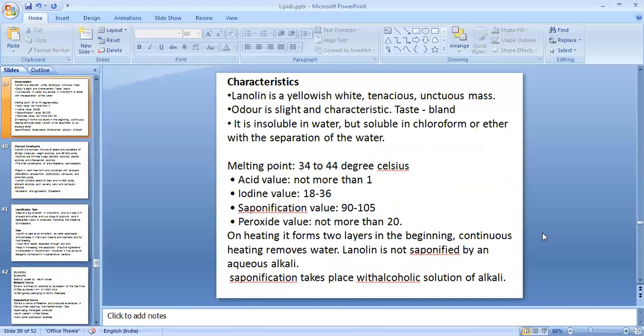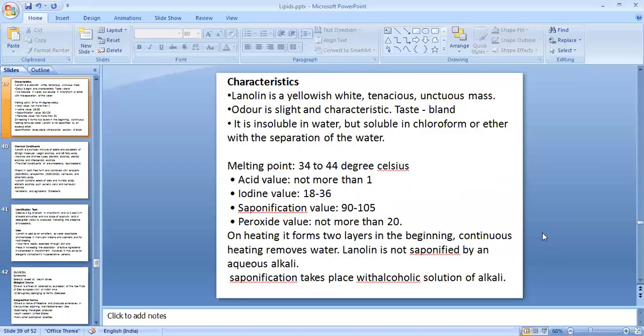If you come to the characteristics or morphological characters of lanolin, it is a yellowish white, unctuous, innocuous semi-solid mass with a slight and characteristic smell and bland taste. When you come to the solubility, it is insoluble in water but soluble in chloroform, ether and other organic solvents. When it is solubilized in the organic solvents, it separates into two layers, one is the soluble fatty layer and another one is insoluble water, because the lanolin is incorporated with 30% of water.